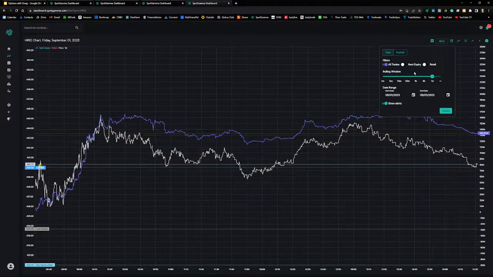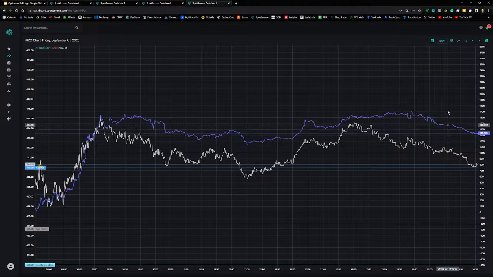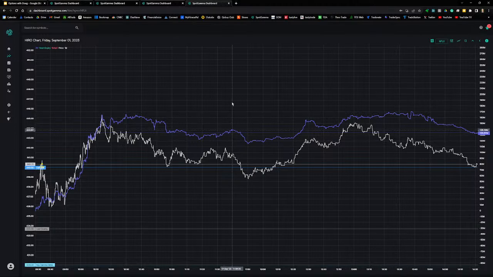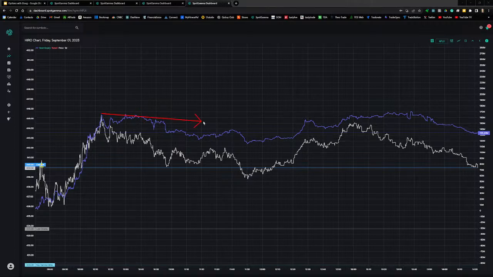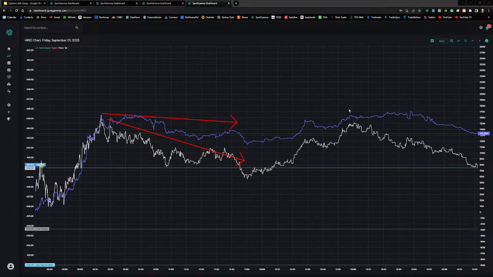All right, so call gamma unwind working for NVIDIA, not so much for Netflix, at least early in the morning, or the first morning session. And then notice as this hero levels off, price drops. So aggressive call buying in the morning, driving price higher, and then price stalls as they take their foot off the gas.